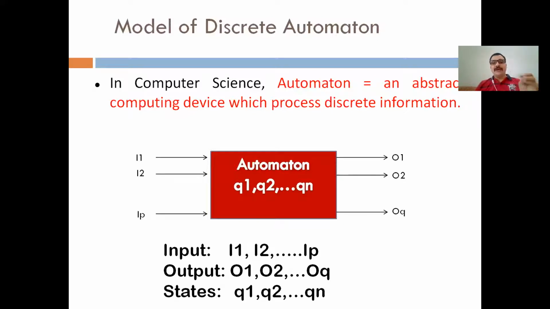So in this diagram, I1, I2, IP are the set of inputs, and O1, O2, O3 are the set of outputs. And here the new thing is the state, that is Q1, Q2 up to Qn. So these are the states.